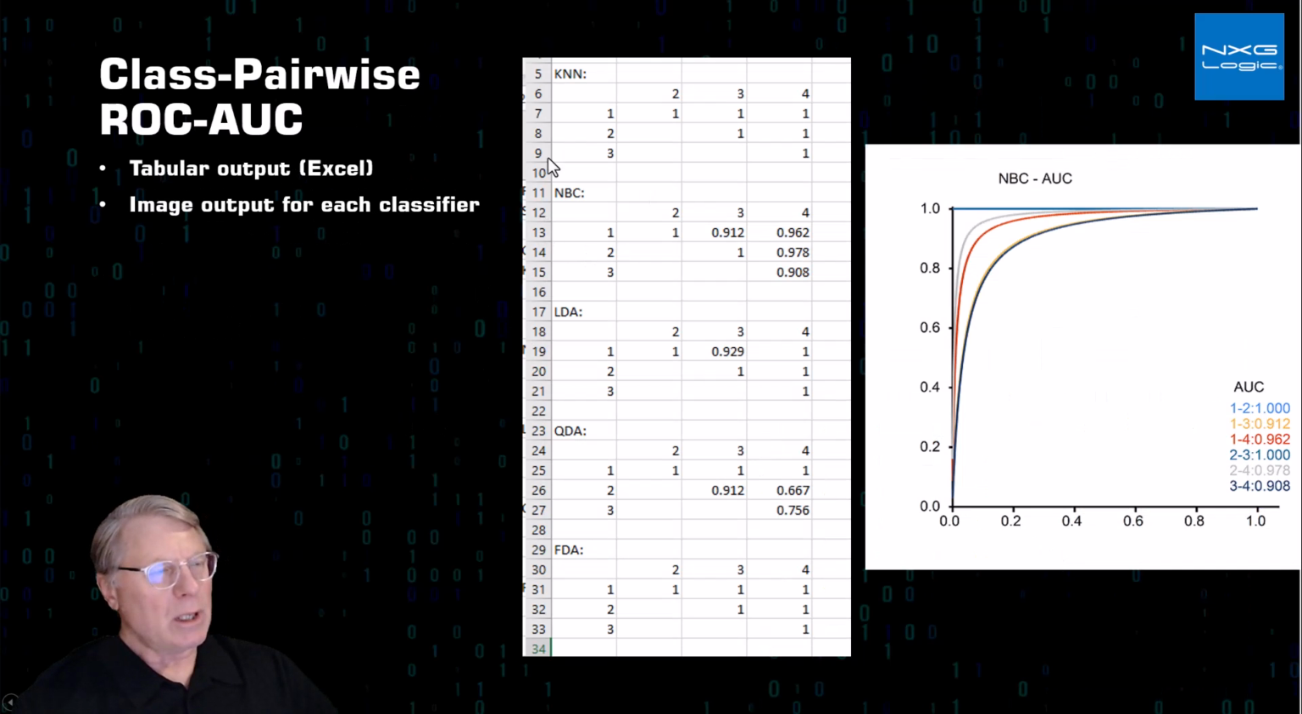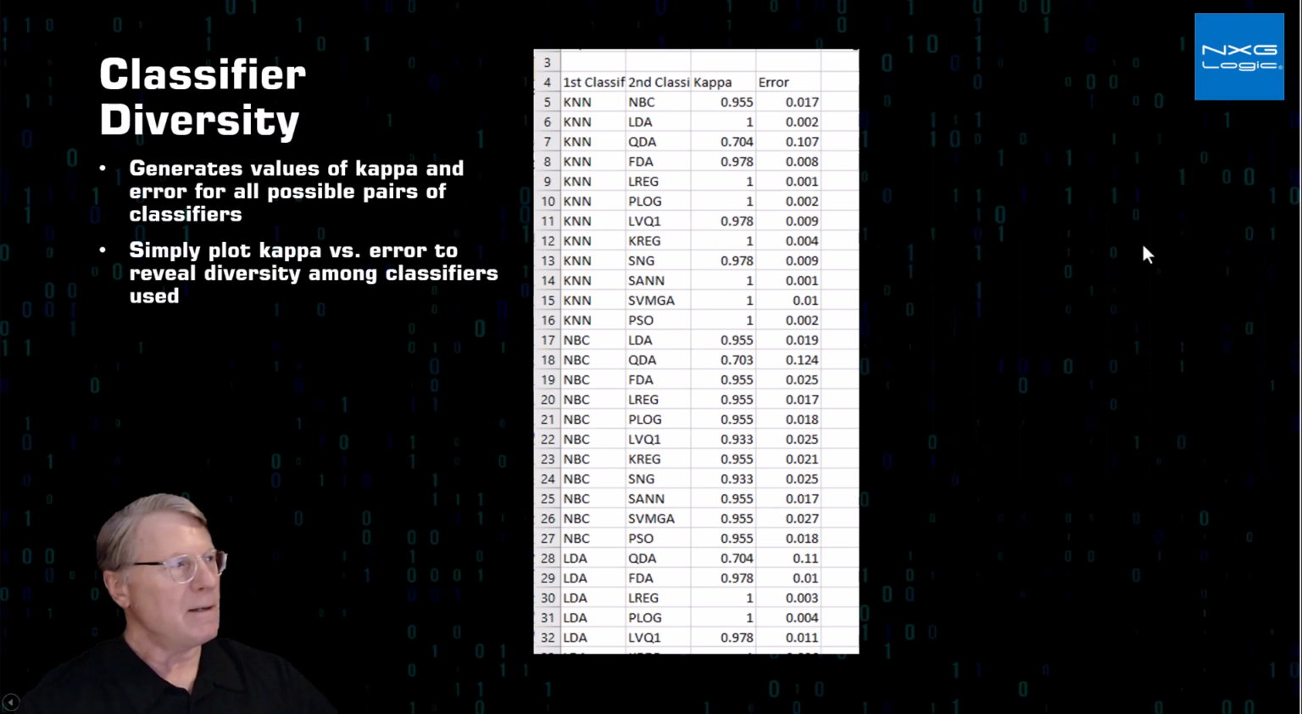There's also a class pairwise spreadsheet that you can look at. For each classifier, you can see for all the classes involved the AUC for discriminating between these two classes, based on the input features and the data that was used. For every classifier, you'll get an AUC curve that has the class pairwise comparisons, the AUC value, and smooth curves for AUC.